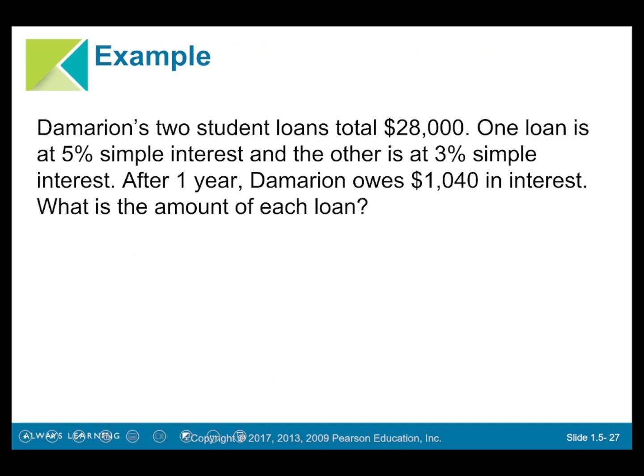So the problem goes, Demarian's 2 student loans totaled $28,000. One loan is at a 5% simple interest rate, and the other is at a 3% simple interest rate. After 1 year, Demarian owes $1,040 in interest. What is the amount of each loan?